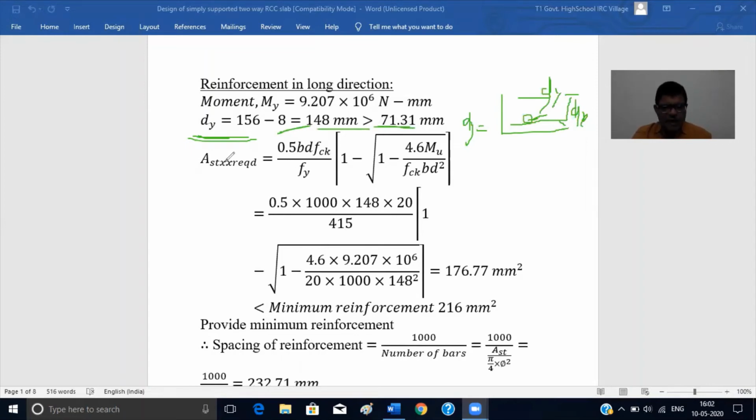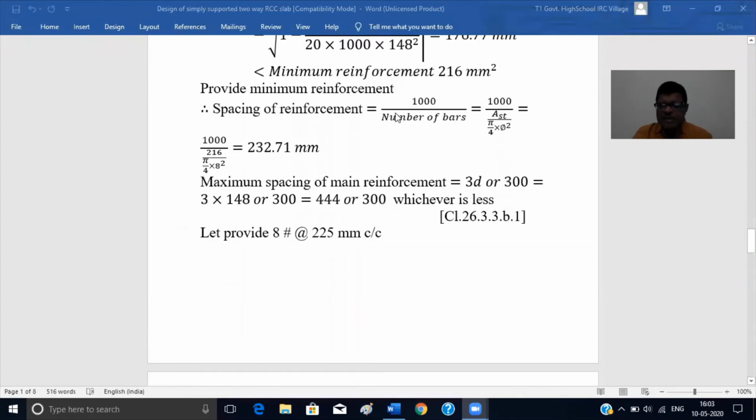So find the AST YY. This is not XX, this is AST YY. AST YY required. Make the changes. So again put the formula. Earlier we have seen it is coming 176, which is less than 216. That means here you are providing minimum reinforcement, because the value required is less than minimum, so provide minimum. For this minimum value of reinforcement, calculate the spacing. So again spacing is equal to 1000 by number of bars, so it comes 232.